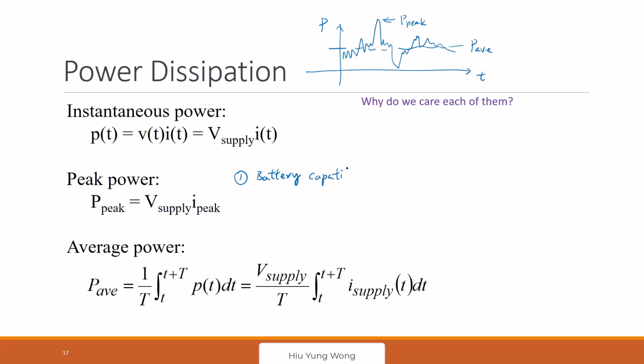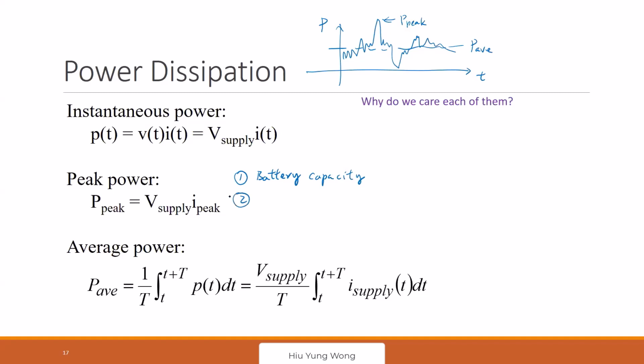The battery capacity, we call it capacity, right? So you need to think about that. Even if your battery has a lot of energy, it cannot deliver that much power to you when you suddenly have this surge, right?